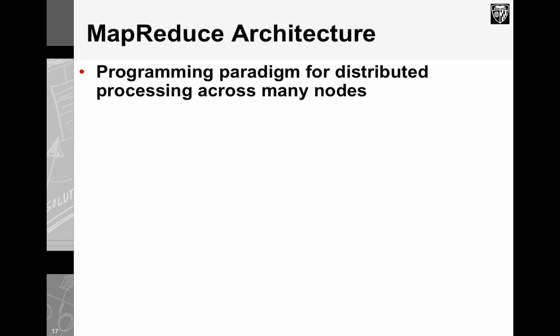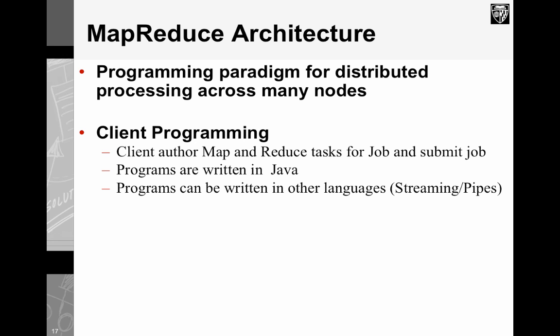MapReduce is the native programming model as part of Yarn. It's the programming paradigm for distributed processing across many nodes that comes by default with Hadoop. In the client programming model, when the client, which is you and me, wants to use MapReduce in a distributed environment, we would write map classes and reduce classes, which are really map tasks and reduce tasks, package them up into a job and submit the job. These programs are typically written in Java, so you'll write a map class, a reduce class, and a main class, compile them, package them into a jar file, and then submit the job.